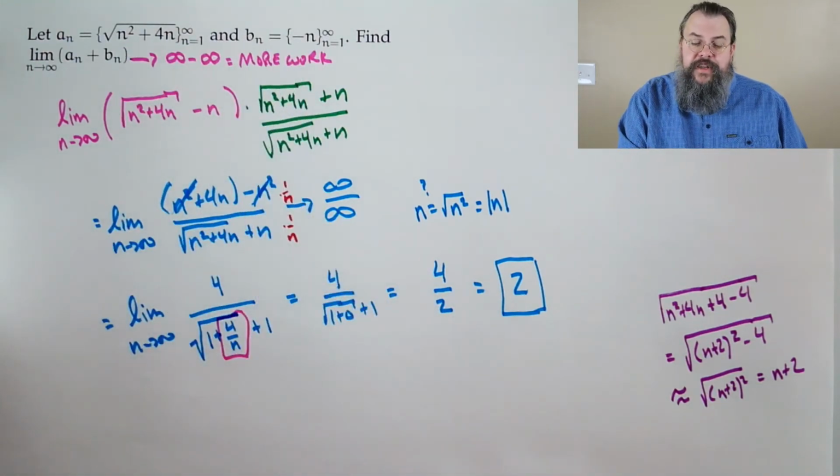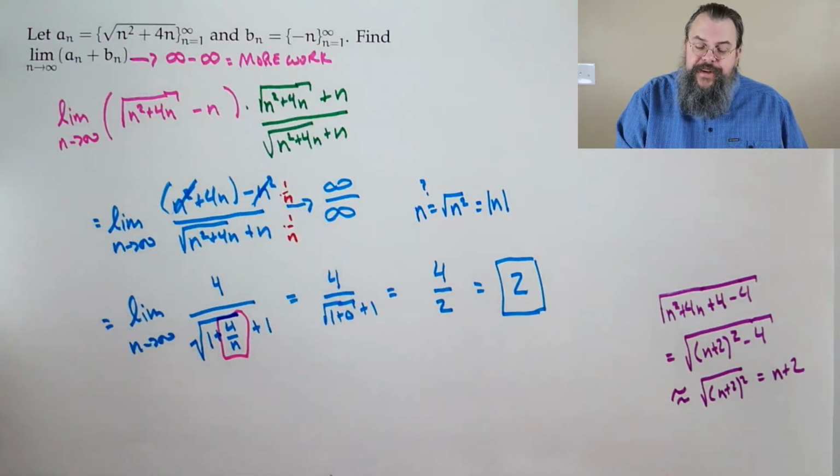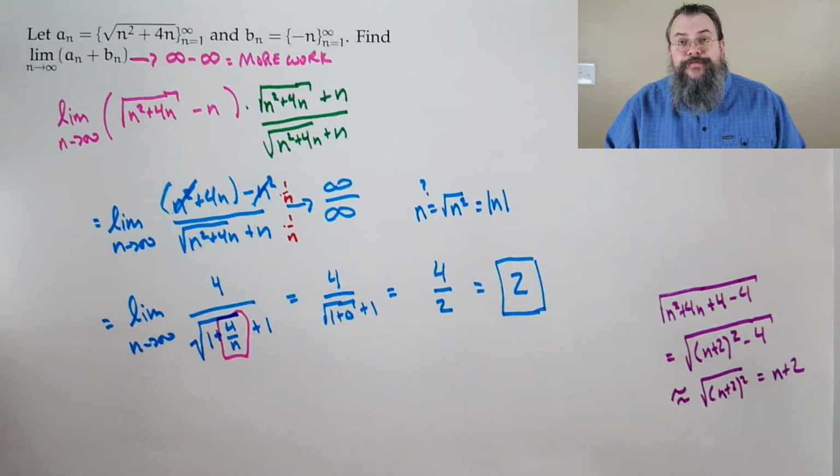So that's why we say, oh, this is really close to n plus 2, and that's really close to minus n. In fact, it's exactly minus n. And so when we put them together, we get 2.